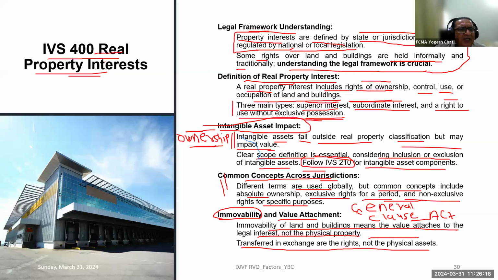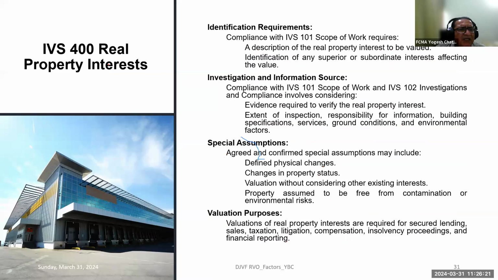So that is about the real property interest. And moving forward, identification of requirements. Compliance with IVS 101 scope of work will require a description of the real property interest to be valued. That applies to all types of asset, and real property is no exception. What is the scope of valuation? What is the description of the real property? That is within the scope of work, and normally that will be done. And identification of any superior or subordinate interest affecting the value. Investigation and information sources are very important.